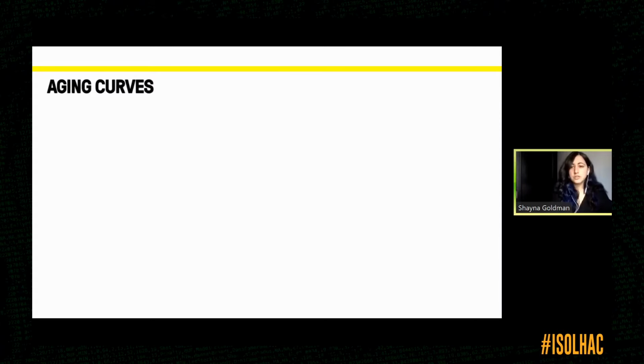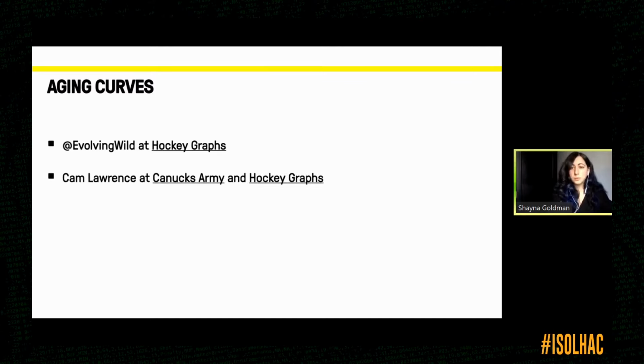So aging curves are imperative to keep in mind with every single contract and every signing. You can go to Hockey Graphs to read what Evolving Wild did using wins above replacement. Cam Lawrence has done work over at Canucks Army, and he also has something on Hockey Graphs about how physical players age. Eric Tulsky has done work at SB Nation and Broad Street Hockey before moving on to work with the Carolina Hurricanes. His work included goalie survivorship, talking about which types of forwards age more gracefully, and how scoring rates change as a player ages.